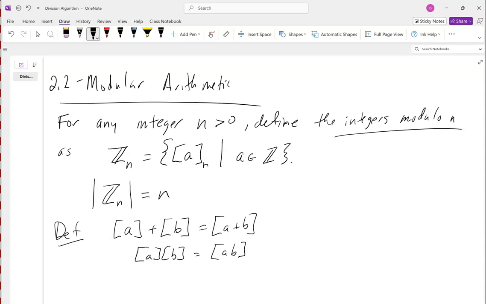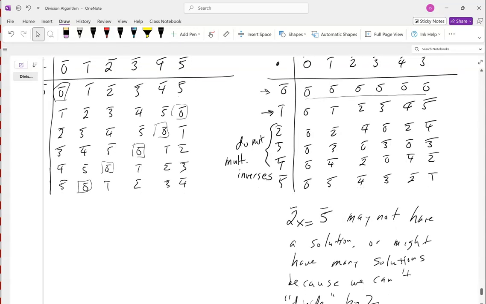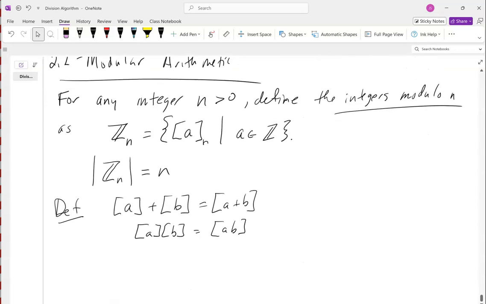It doesn't matter if I take different representatives from the same equivalence class and do these operations, I generate the same answer. The representatives might look different, but the equivalence class that they generate is the same. We proved that in theorem 2.2. Which is exactly how we filled out those tables, right? For example, when we did 3 times 4, 3 times 4 is 12, but 12 generates the same equivalence class as 0, so I might as well just call it 0. That's all this is saying down here.